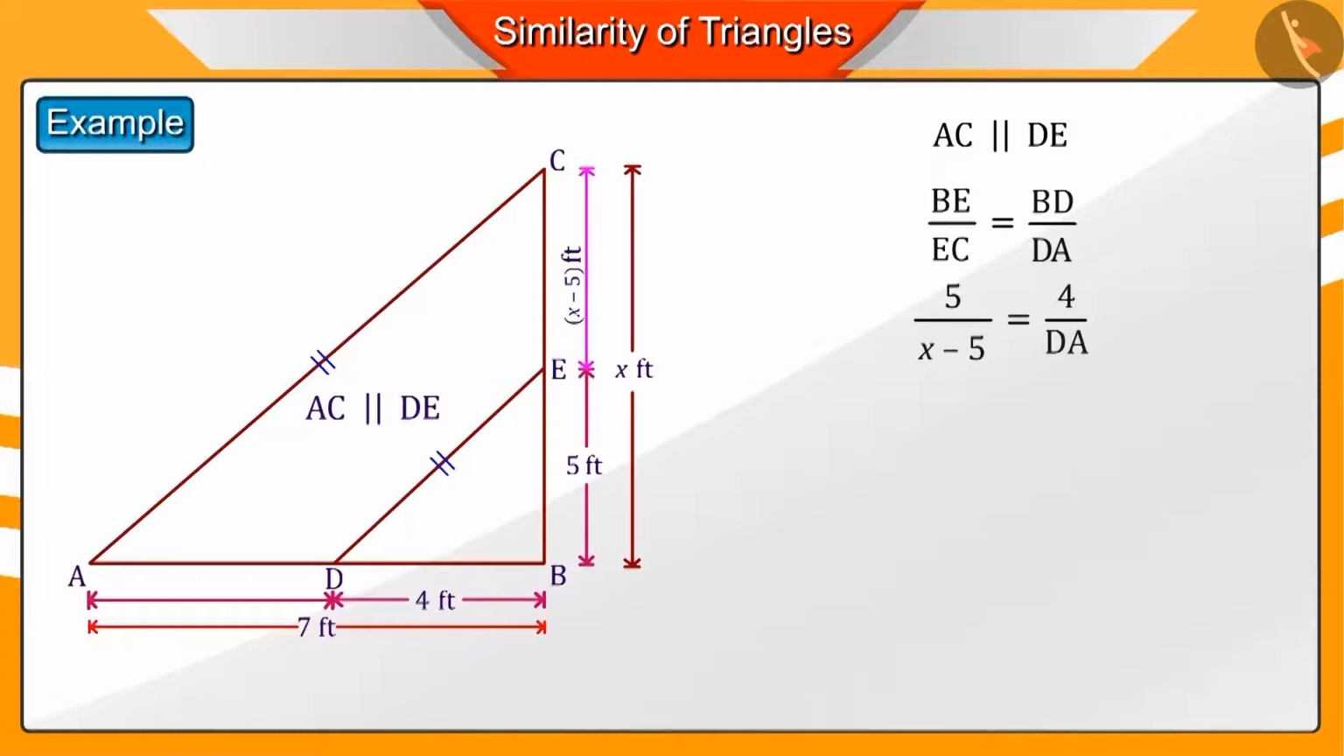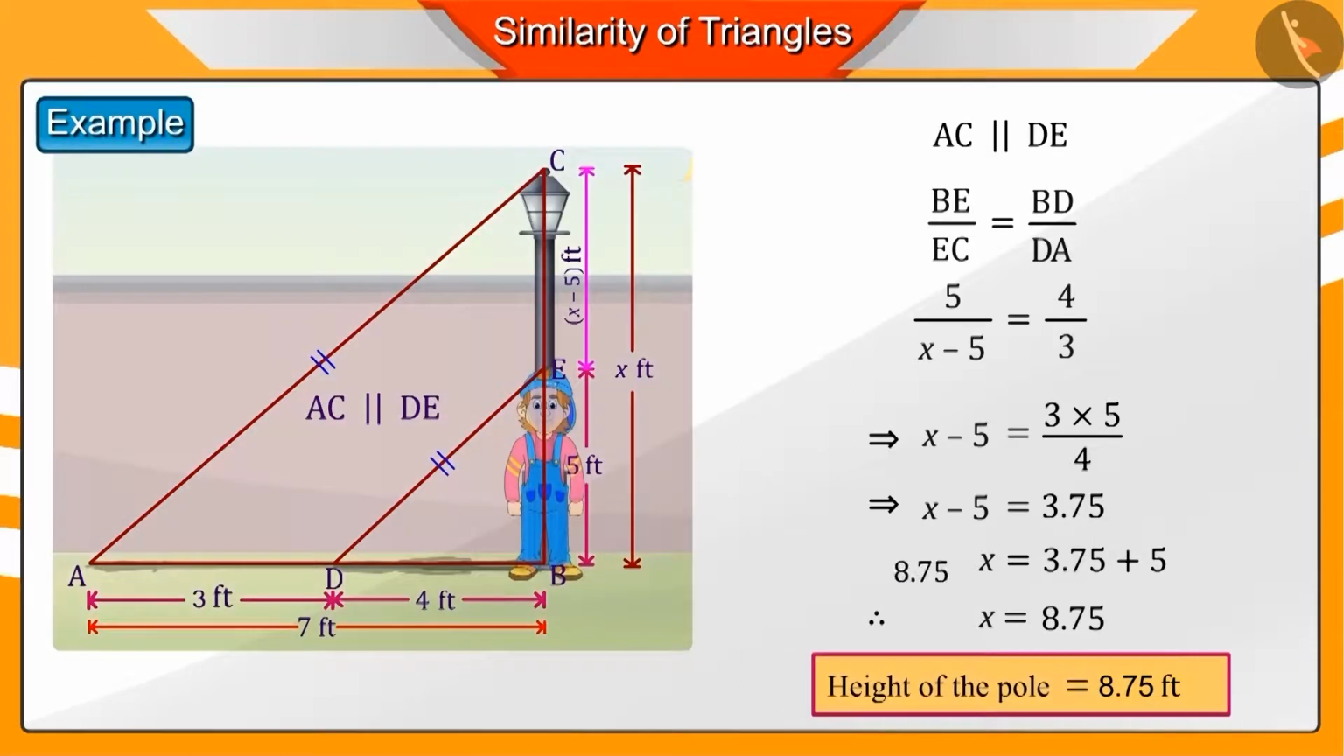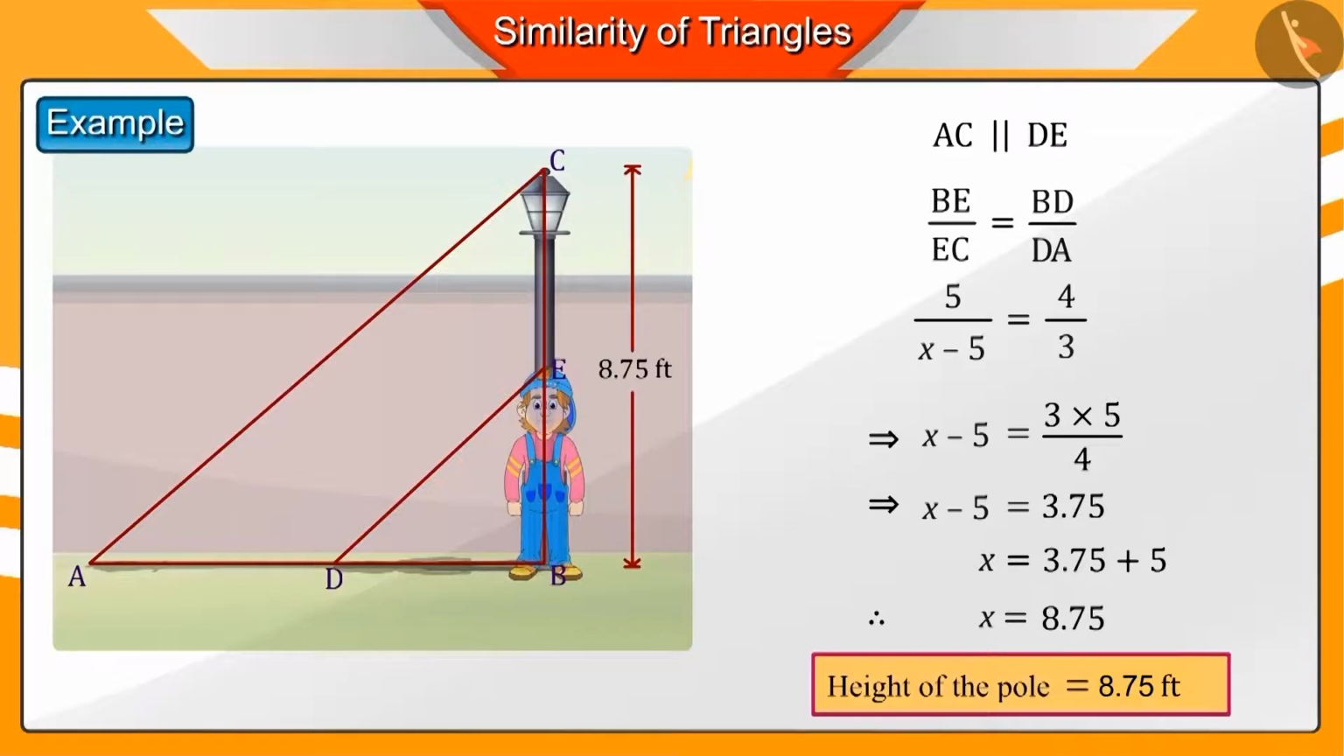Now, we substitute all the values. Can you now think of a method to find the value of DA? You can find the value of DA as follows. Substituting this value of DA, we get x is equal to 8.75. Therefore, the height of the pole would be 8.75 feet. In this example, you saw how we can use the basic proportionality theorem in our day-to-day life as well.